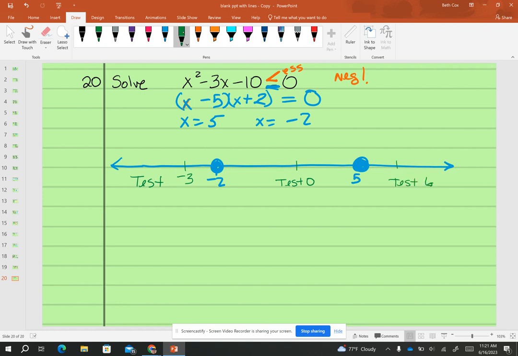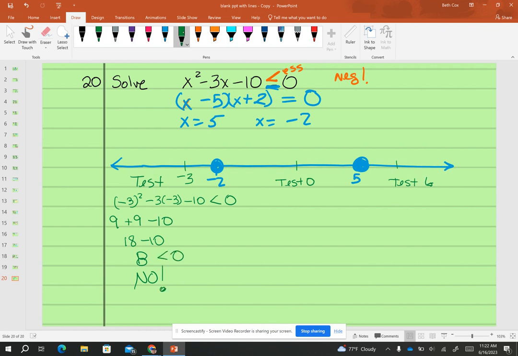So when I test negative 3, I literally plug negative 3 into the original problem and decide, is it in fact less than 0? So I have 9 plus 9 minus 10, and that's a no. That is not less than 0.